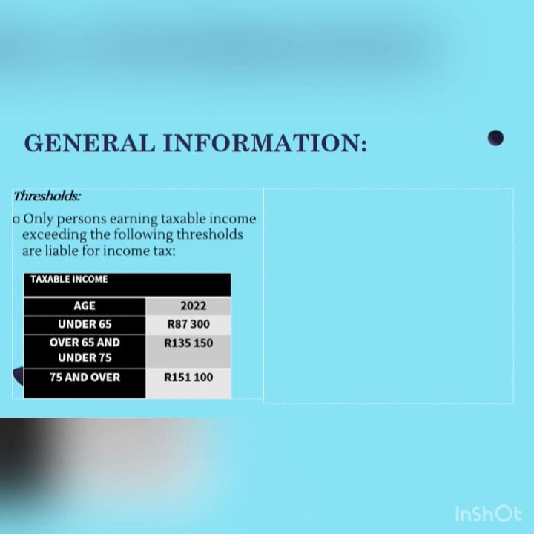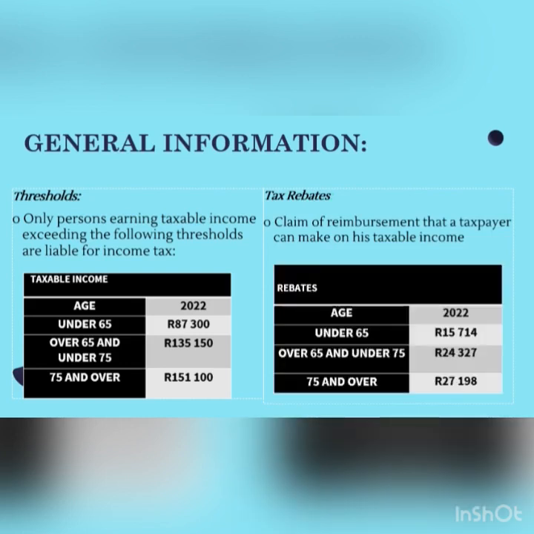If you are liable for income tax, you will be able to claim a tax rebate, which is deducted from your normal tax. If you are under 65 years old, you'll be able to claim a rebate of 15,714 Rand, if you are between 65 and 75 years old, you can claim a rebate of 24,327 Rand, and if you are older than 75, you will be able to claim a rebate of 27,198 Rand.